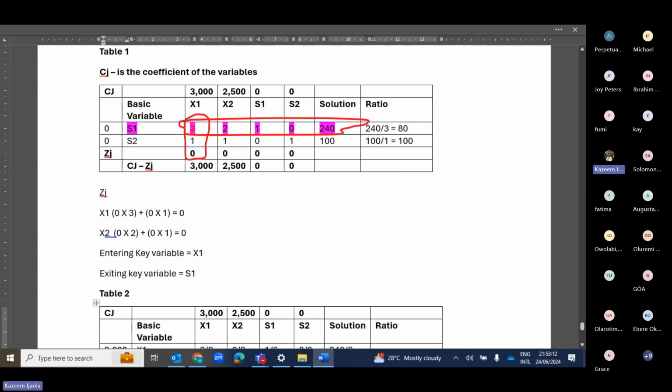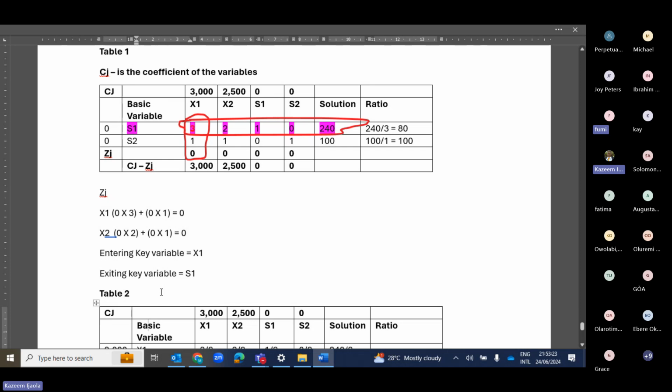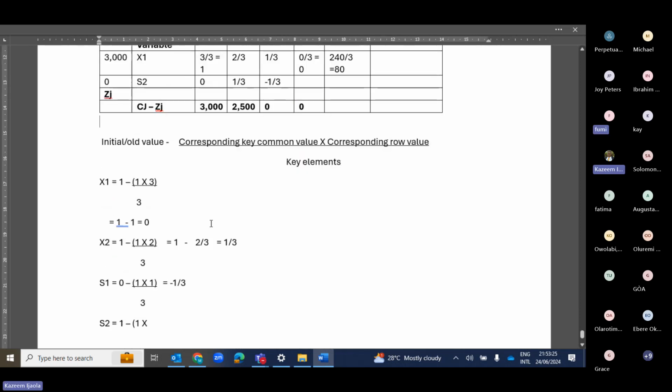So for S2 now, our initial value is 1. It will be 1 minus 1 multiplied by the corresponding row for S2, which is 0. You divide it by the key element, which is constant, 3. Everything multiplied by 0 is 0, so it will still be 1. This will be 1.